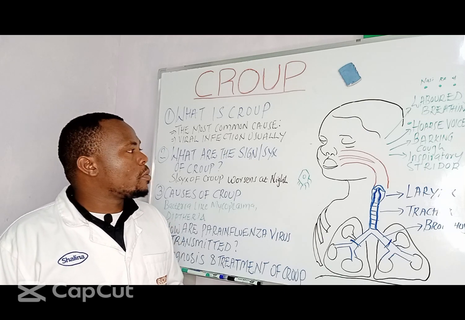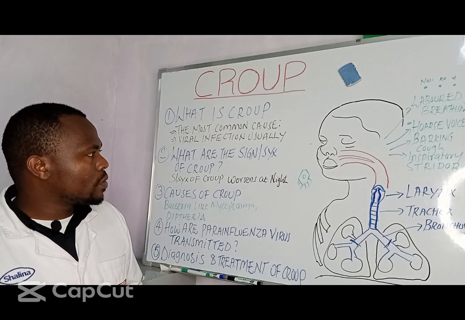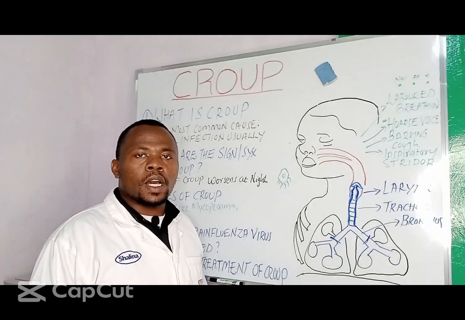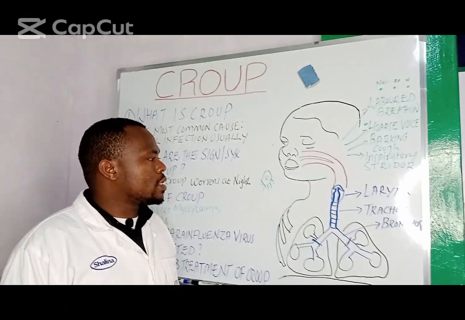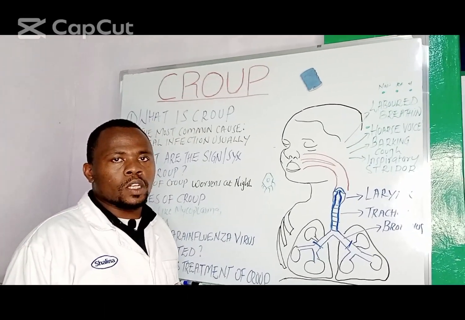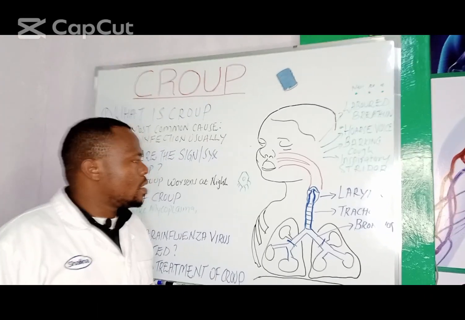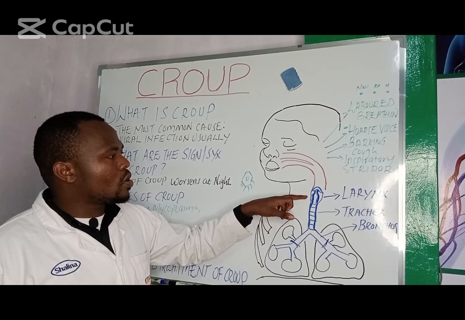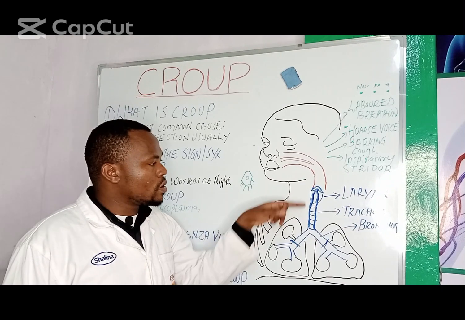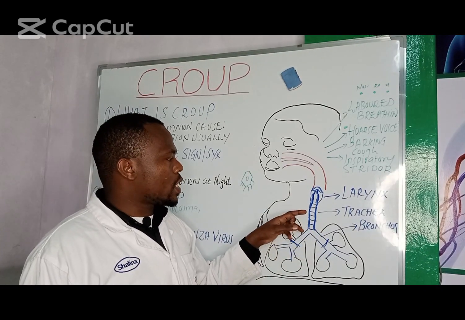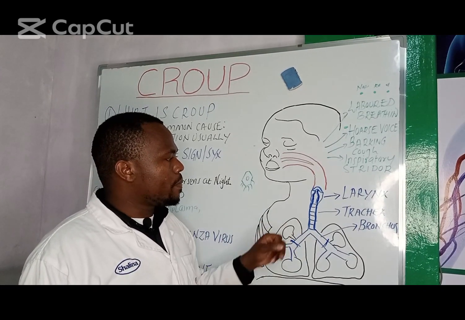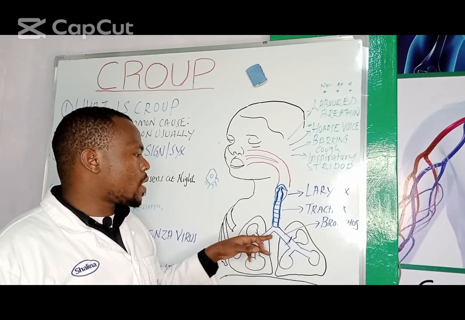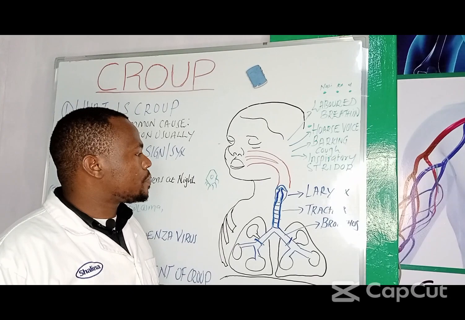In this diagram, I'm going to show you the parts of the airway that are affected by this disease we are calling croup or laryngotracheitis. We have the larynx. This is the larynx or your voice box. We also have the trachea. This is the windpipe, and we also have the bronchus. In severe cases, croup can affect the bronchus.